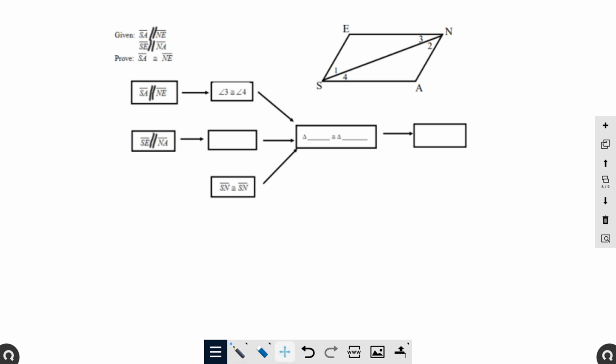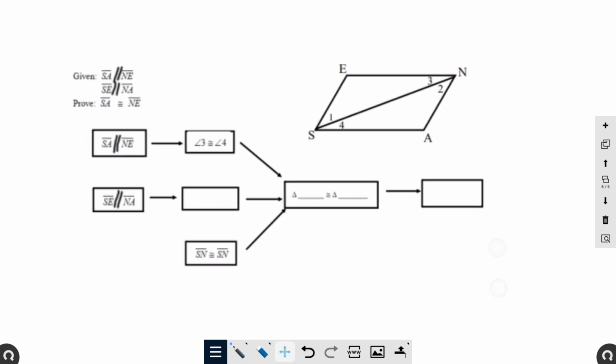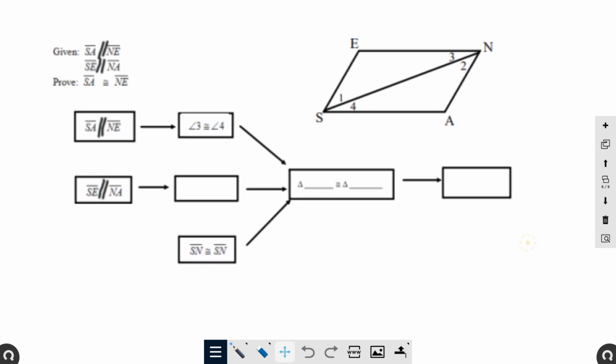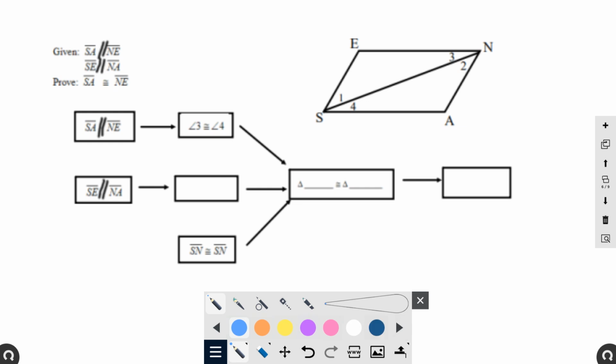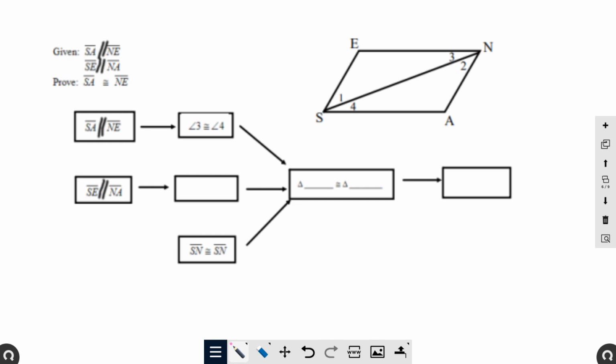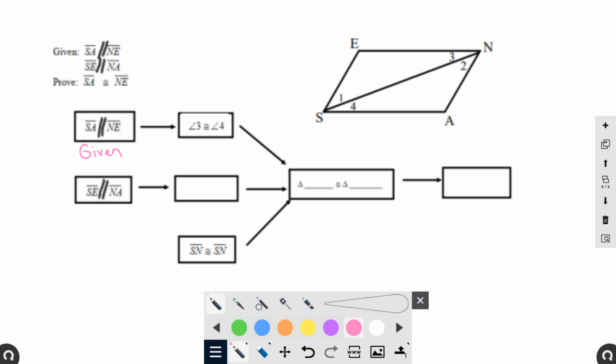So here is our last flow proof. We do have a few more 2-column proofs to do, but here's our last flow proof. Let's use a different color. Let's go with pink. Okay, so looking at this last one, I see these 2 little lines here. What do those 2 little lines mean? Parallel. So why is SA parallel to NE? Given. Now, you need to mark those parallel lines in your picture.